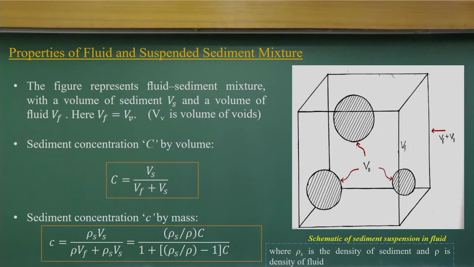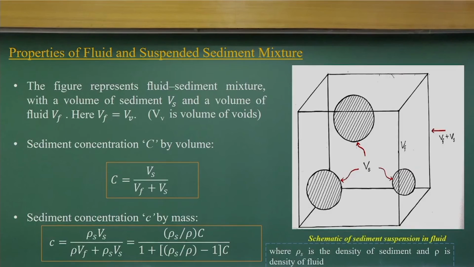And before ending this class, let me bring in a very simple idea. In a sediment-carrying river system, water is there and sediment particles are there, that means a volume of fluid and a volume of sediment. In the river we have two components: water and the volume of sediment. So a fluid and sediment mixture is what we have. If I want to quantify the sediment concentration in terms of volume, that means how much concentration I have, it is the volume of sediment divided by the total volume, which will be V_s plus V_f.